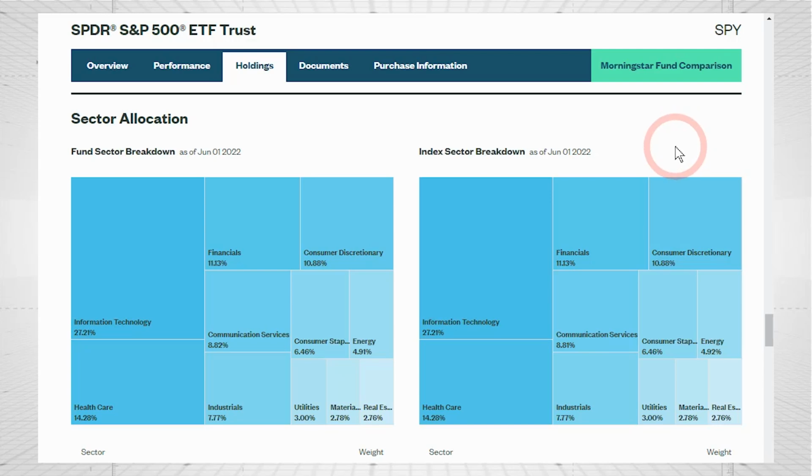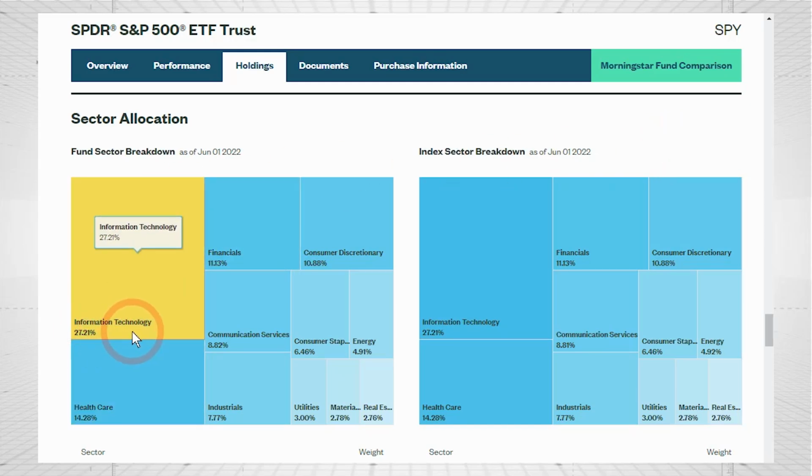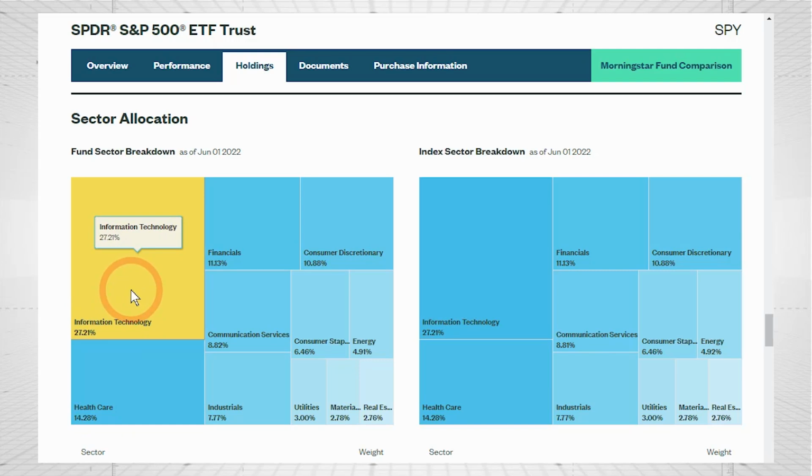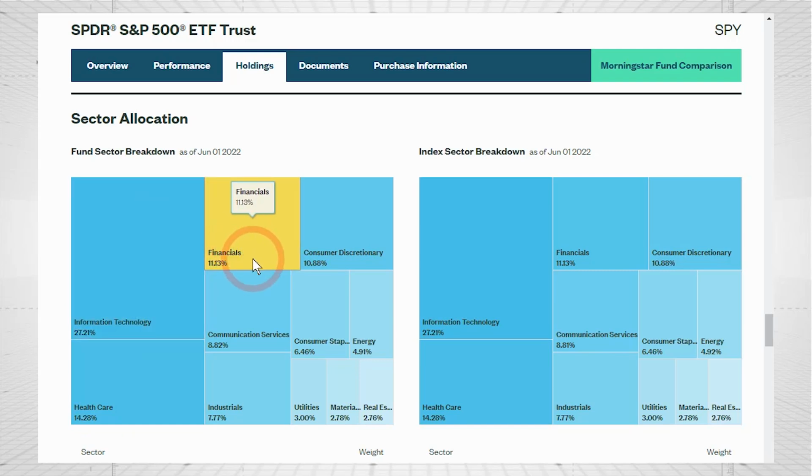And that means the biggest stocks carry the most weight. So the biggest sectors also carry the most weight. And so if we look at the breakdown for SPY, we can see it's 27% information technology, 14% healthcare, but that's not an offensive sector, I don't think. Offensive sectors are technology, financials 11%, communication services around 9%, industrials almost 8%, and consumer discretionary 11%.